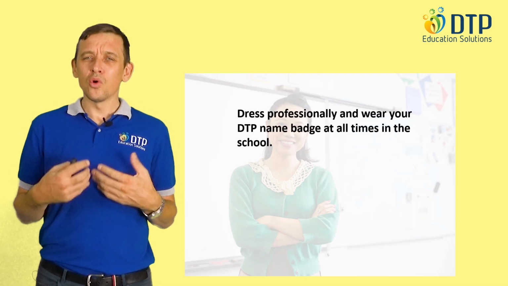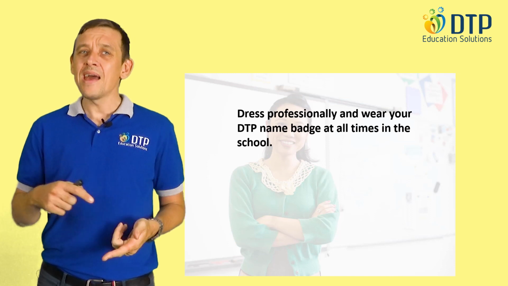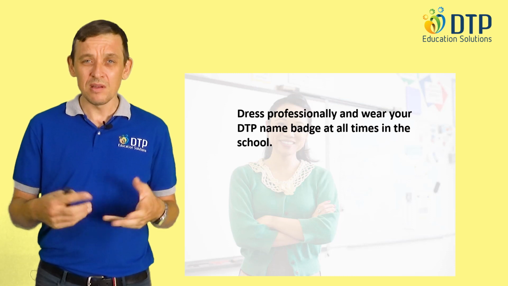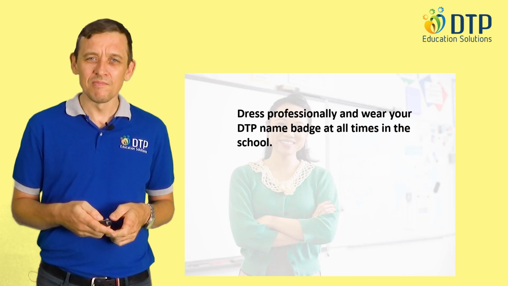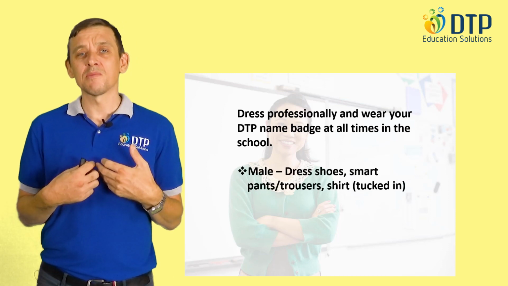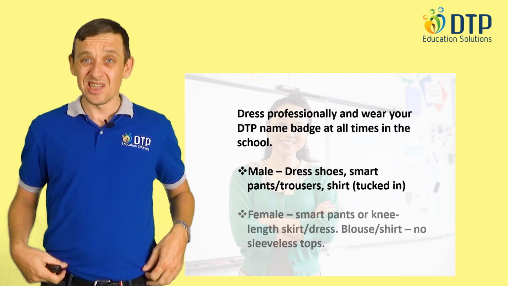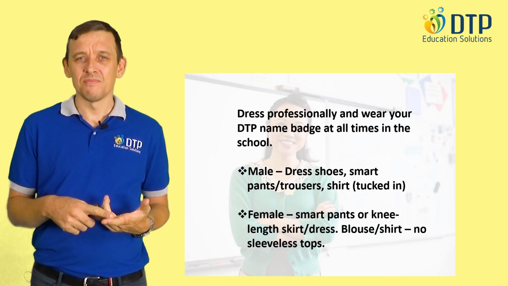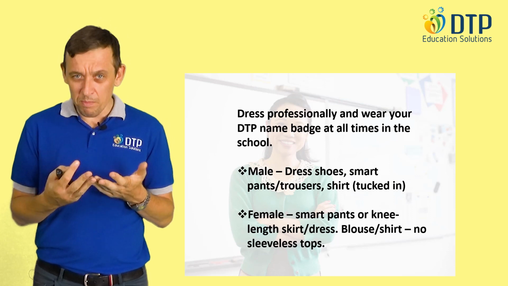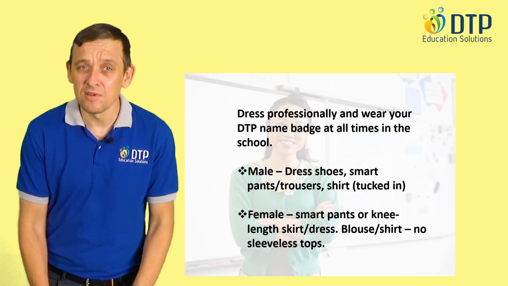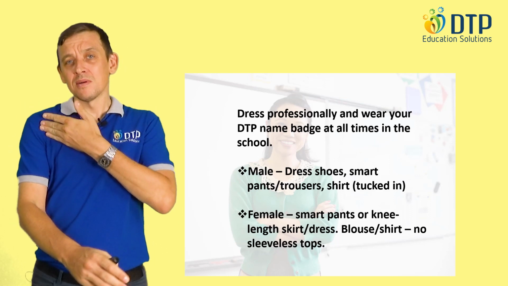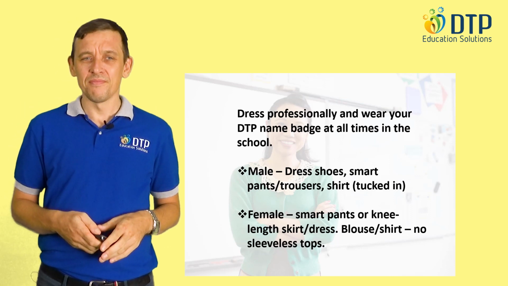When you're in the school, always dress professionally. Wear your DTP name badge at all times when you're in the school, so that everyone knows who you work for. For men, you should wear dress shoes, a smart shirt, tucked in, and smart trousers. For females, you need to wear smart pants or a knee-length skirt or dress, and a blouse or shirt. No sleeveless tops.